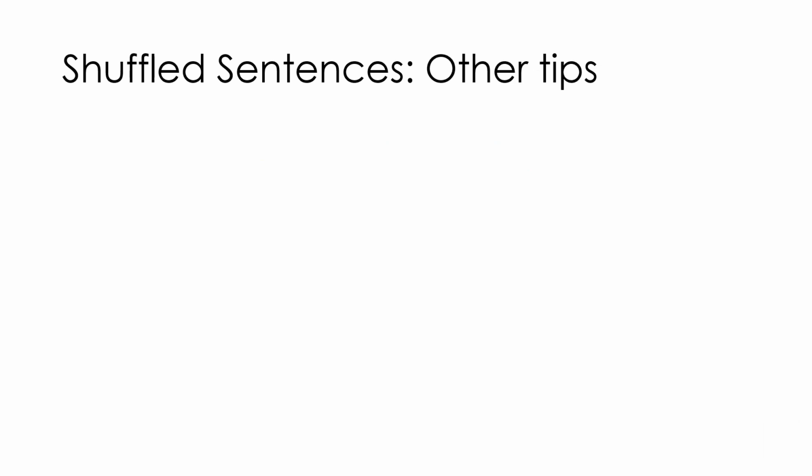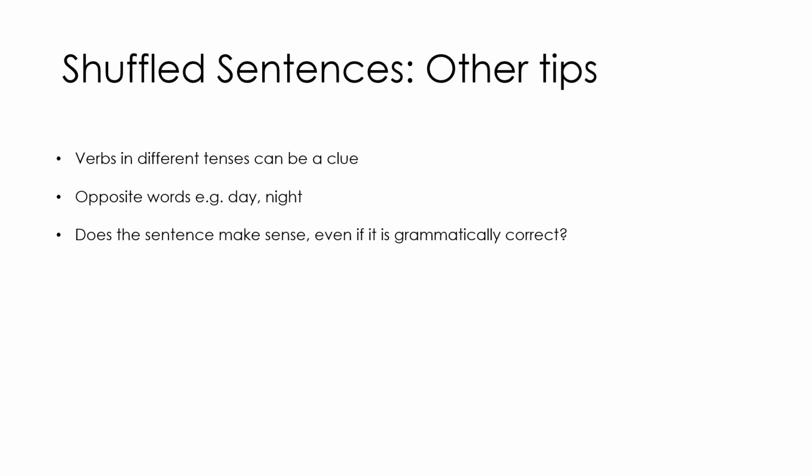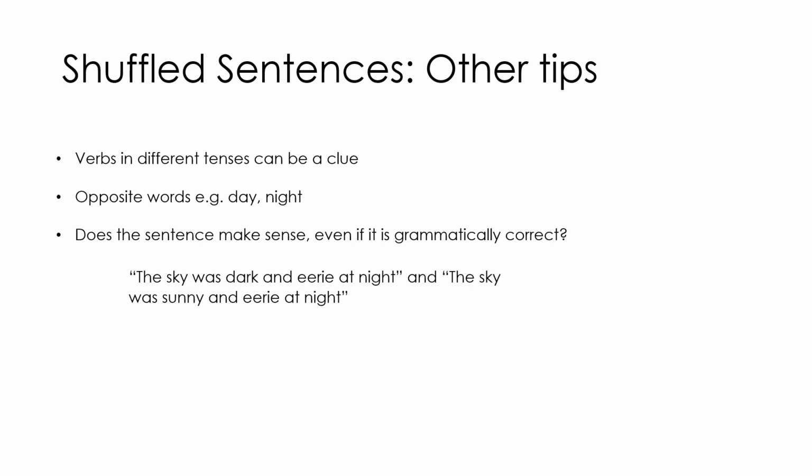Finally, some other tips. Verbs in different tenses can be a clue. One of these verbs is likely to be the extra word. For example, eaten and eating. Opposite words. One of these could be the odd one out, e.g. day or night. Does the sentence make sense, even if it is grammatically correct? If not, you've probably rearranged it incorrectly. If there is a choice between the sky was dark and eerie at night and the sky was sunny and eerie at night, the first one makes sense, even if both are grammatically correct.